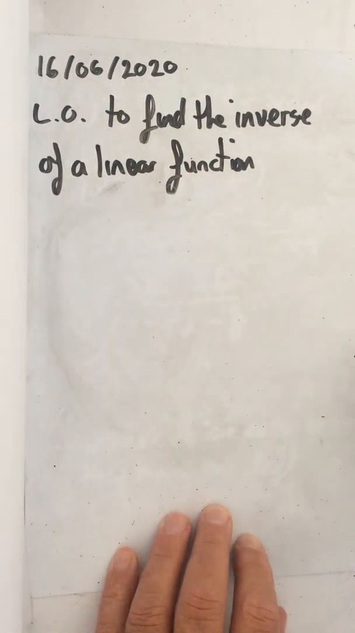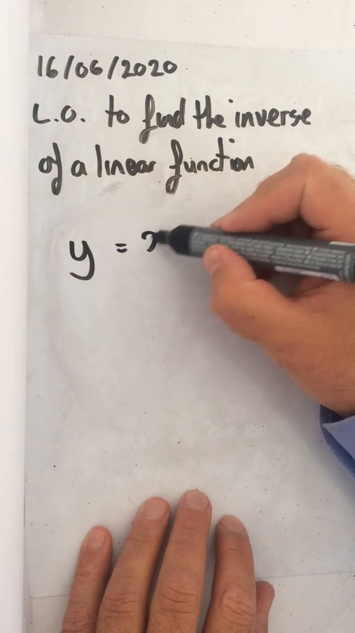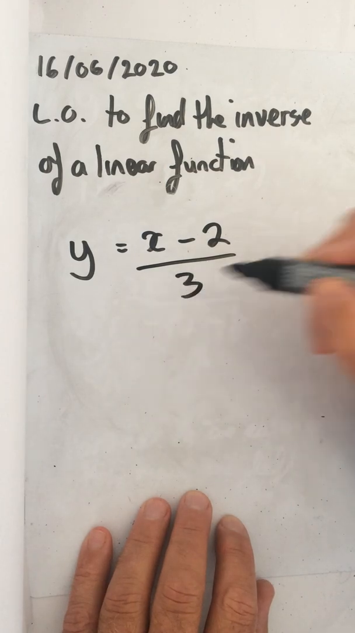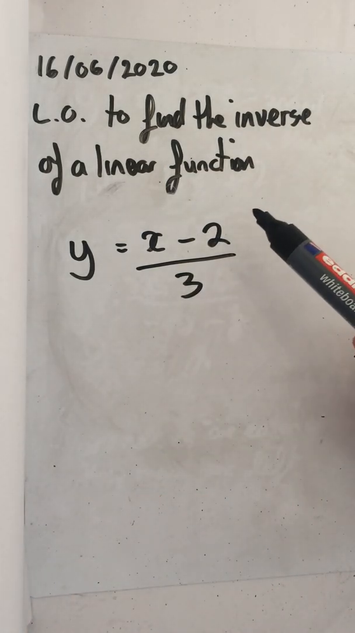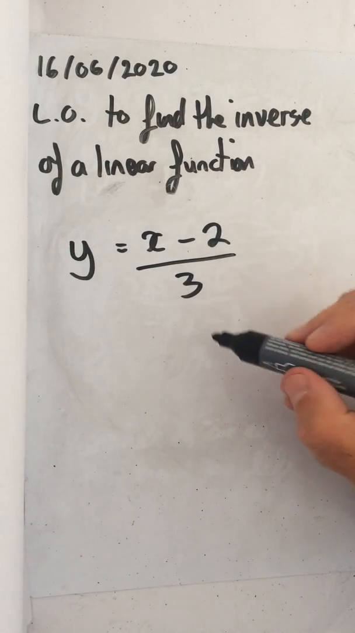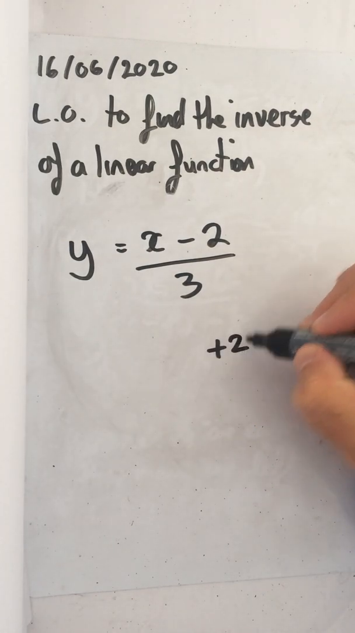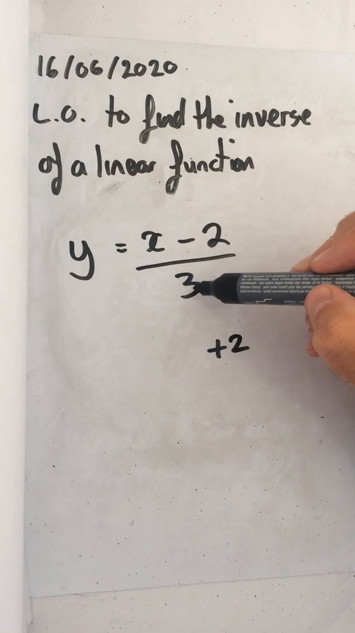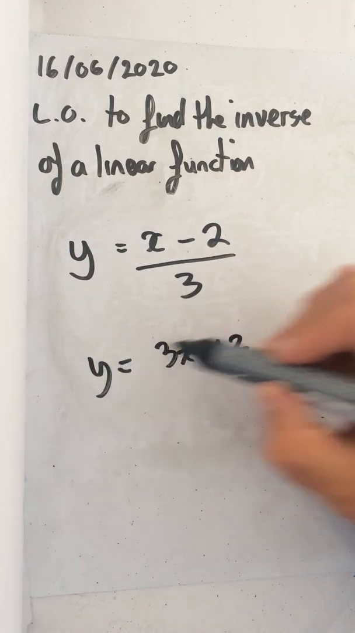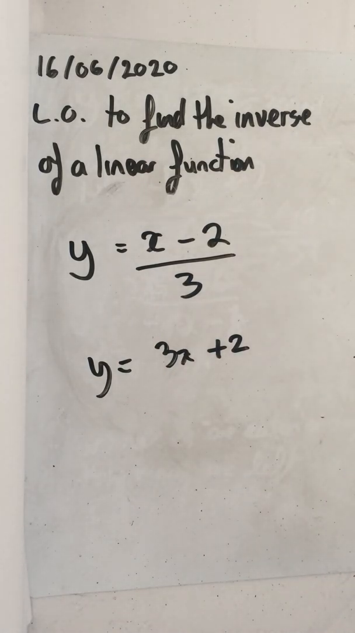Another example of this would be y is equal to x take away 2, all over 3. And again, we're going to do the opposite. So this minus 2 is going to become a plus 2. I'll just do it underneath. It will become a plus 2. And instead of x divided by 3, it's 3 times x, 3x. So y equals 3x plus 2. Doing the inverse, doing the opposite.